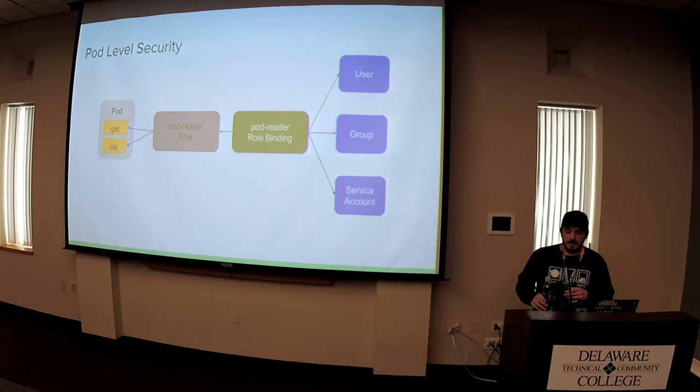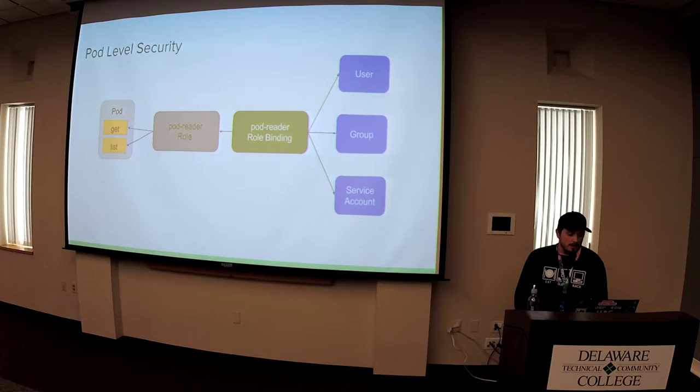All right. So now pod level security. There's a lot of stuff you could do at the pod level. You can limit everything that the pod does. So you can tell it that it can only get and list, and it's all API verb actions, so everything that the pod can do, you can restrict and limit access to.